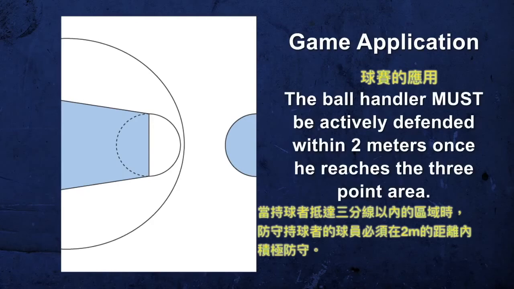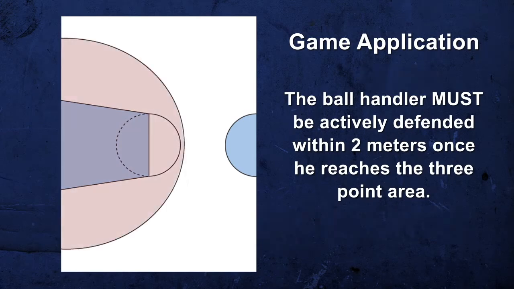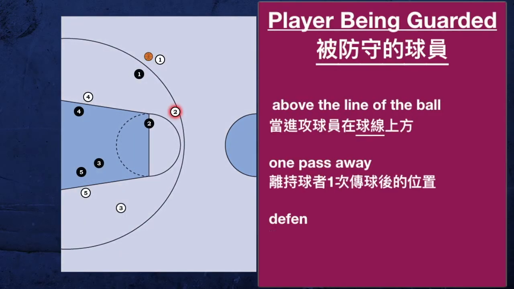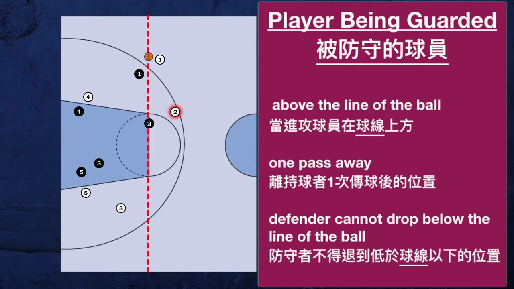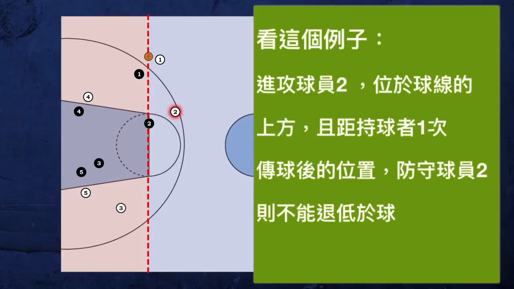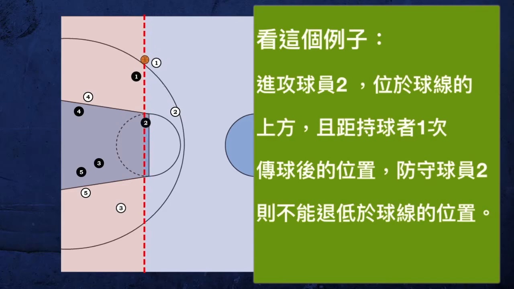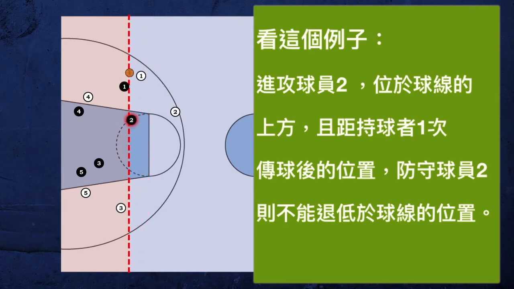Keep in mind that the ball handler must be actively defended within 2 meters once he reaches the three-point area. If the player being guarded is above the line of the ball and one pass away, the defender cannot drop below the line of the ball. In the following example, offensive player 2 is above the line of the ball and one normal pass away. As a result, defensive player 2 cannot drop into the area below the line of the ball.